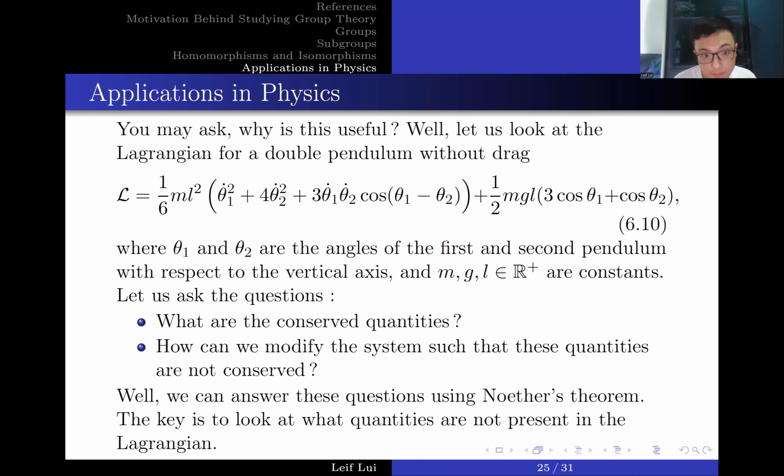And then the subsequent question you may ask is, how do we modify the system such that these quantities are not conserved? Well, you can obviously add drag. And by adding drag, what happens is that you make the Lagrangian time dependent. And then when the Lagrangian is time dependent, there's no time symmetry and basically the energy will not be conserved.